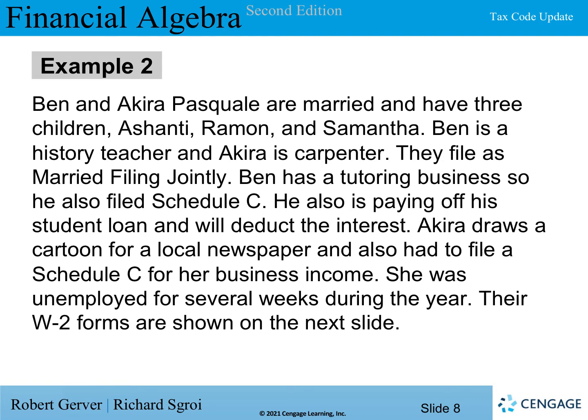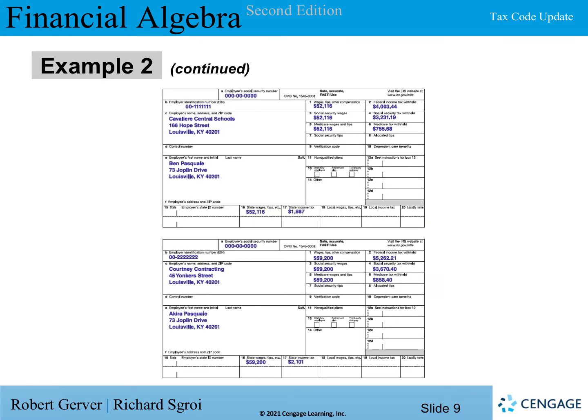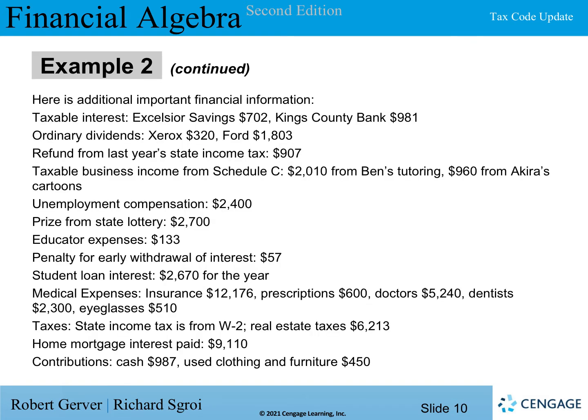She was unemployed for several weeks during the year. Their W-2 forms are shown on the next slide. Now here you can see the W-2 forms for each of them from the school system as well as from contracting, okay, for the two of them, for Ben and Akira. And now we can see some additional financial information in terms of taxable interest, ordinary dividends, refund from last year's state income tax, taxable business income, unemployment compensation.